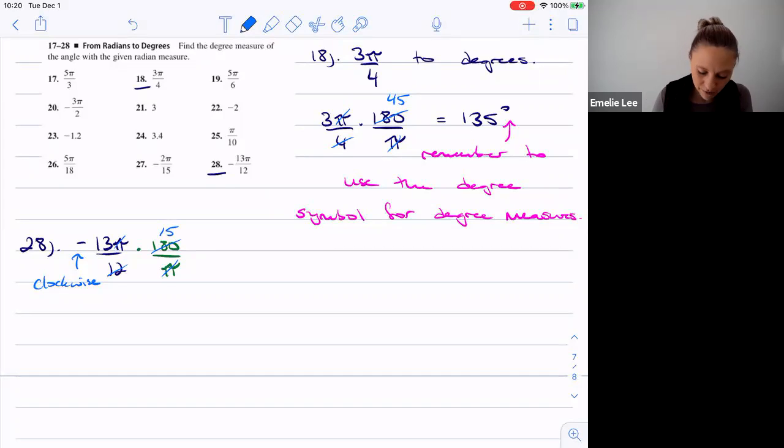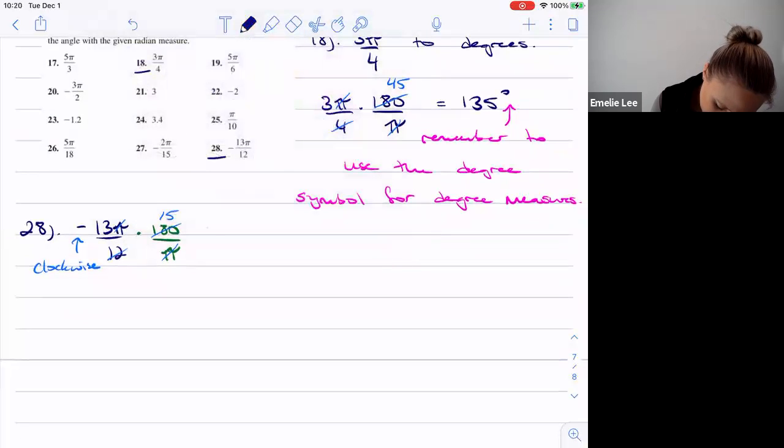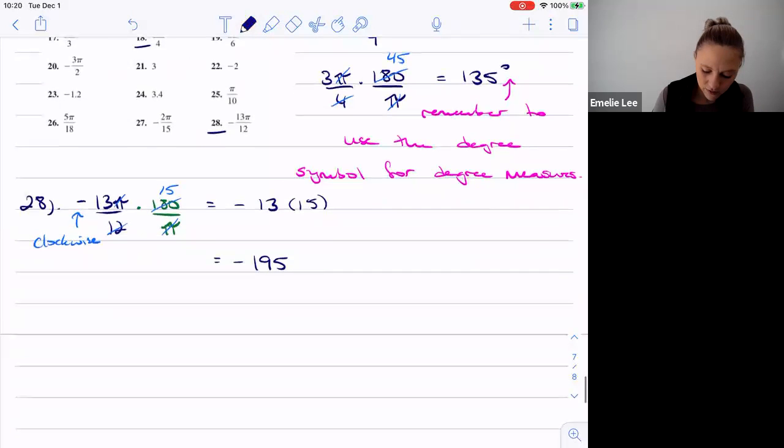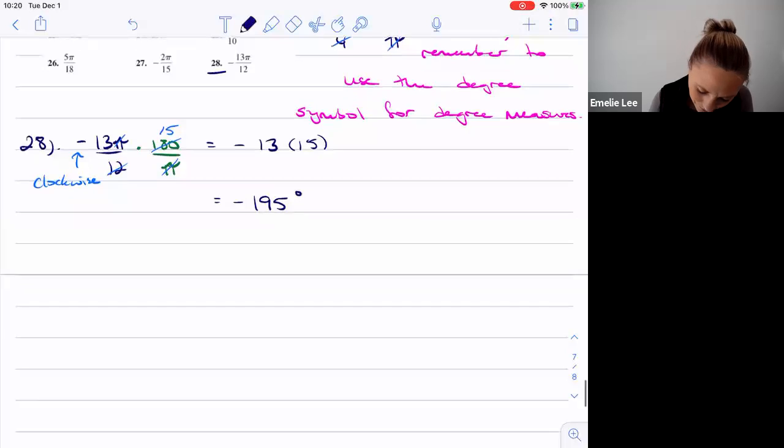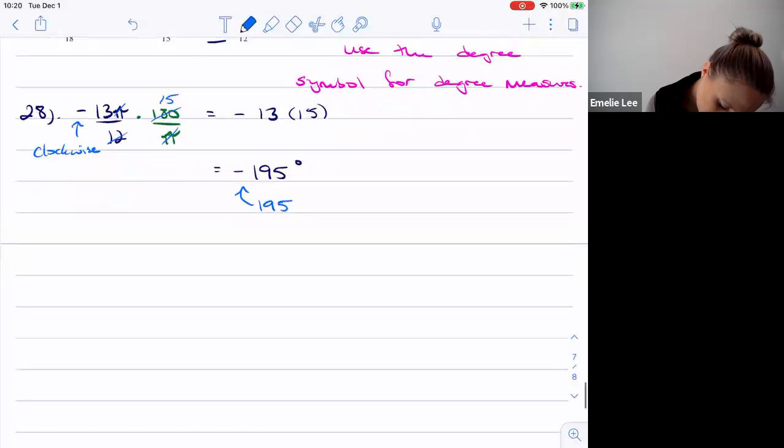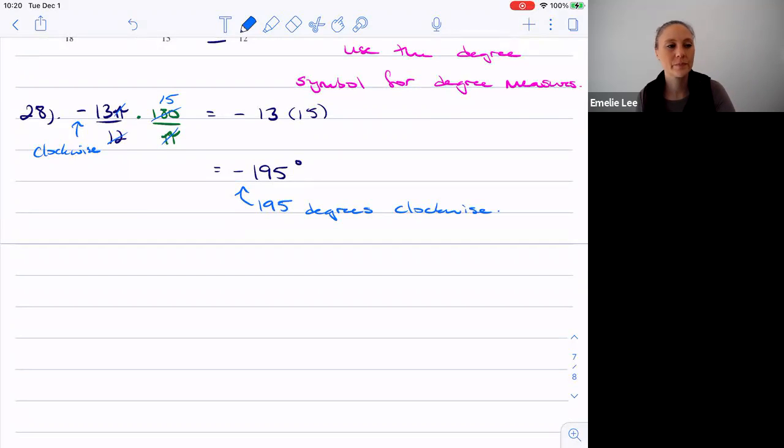180 divided by 12 is 15. So what I get is negative 13 times 15, which is negative 195 degrees. So that's 195 degrees clockwise. Good.